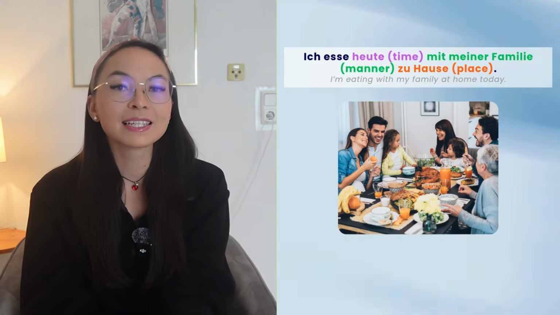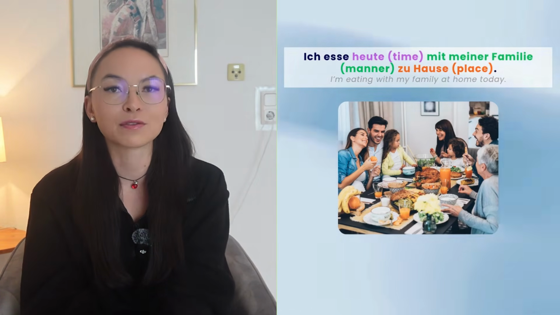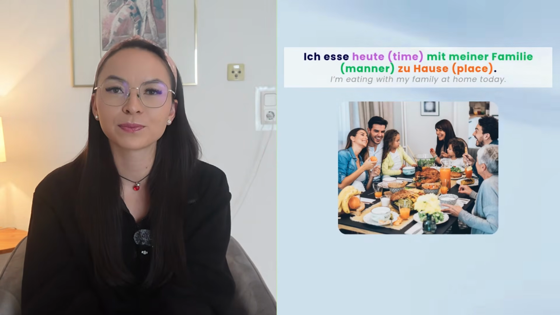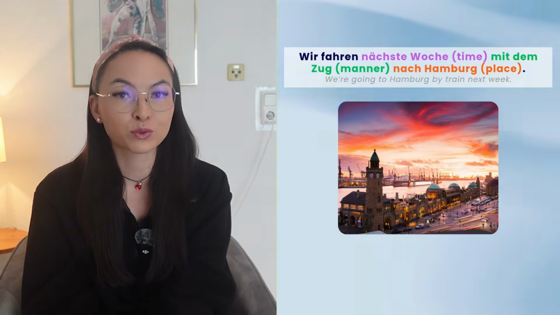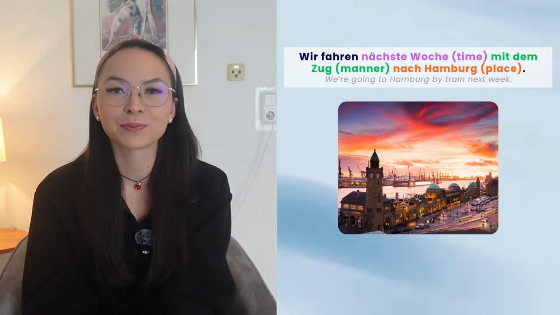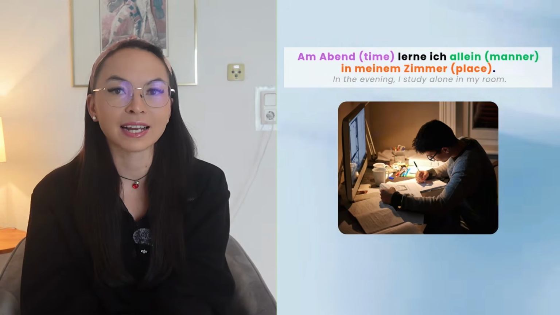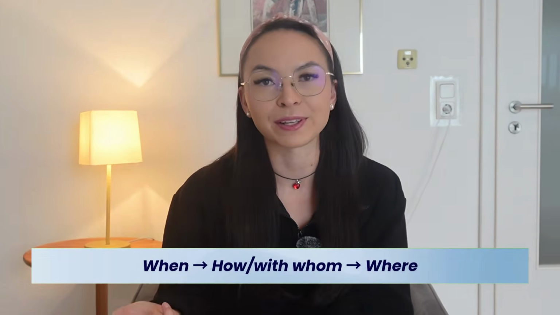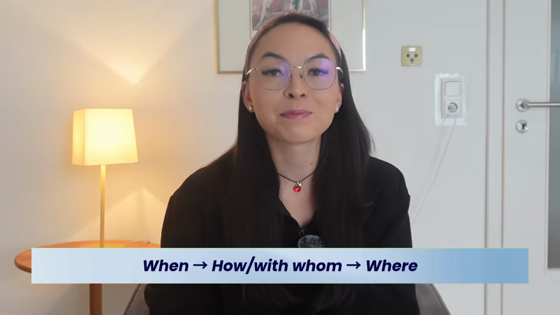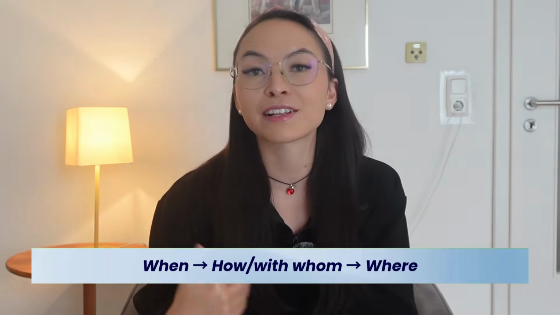Here are a few more examples for you to practice. Ich esse heute mit meiner Familie zu Hause. Wir fahren nächste Woche mit dem Zug nach Hamburg. Am Abend lerne ich alleine in meinem Zimmer. I hope through these practical examples that you were able to observe the pattern naturally. Basically, you say when something's happening before how or with whom something's happening, and then where something's happening comes at the end. This pattern makes German sentences sound smooth and more natural.